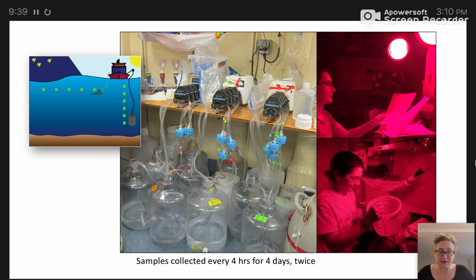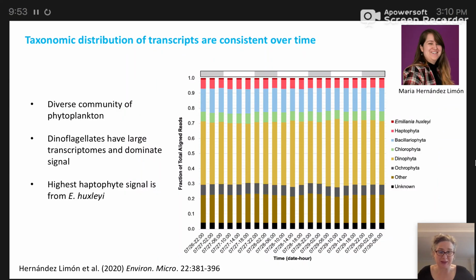So our first question, in fact, what kept me up while I was sampling in the middle of the night, was, are we even going to be able to detect E. huxleyi in these dilute populations? And thankfully, the answer was yes. So here in this plot, we have the taxonomic breakdown of distribution of transcripts over time based on different phytoplankton groups. And the haptophytes are shown in red, and E. huxleyi is shown in the very dark red bar up here. So you can see it's not a large component of the transcriptional signal, but it is present.